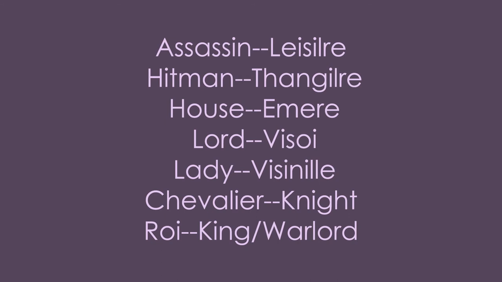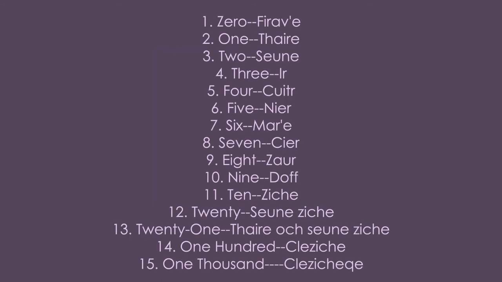Zero, firave. One, there. Two, soon. Three, ear. Four, kutr. Five, near. Six, mare. Seven, sir. Eight, Zar. Nine, Dof. Ten, Zish. Twenty, Sunzish. Twenty-one, Therak Sunzish. One hundred, Kleizish. One thousand, Kleizishek.